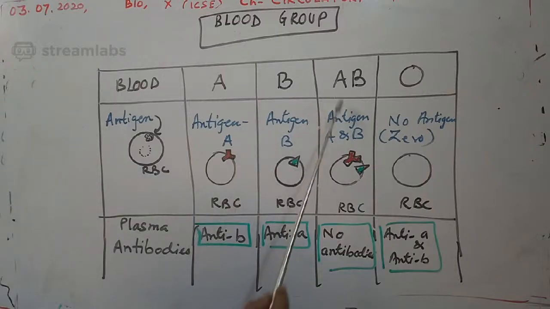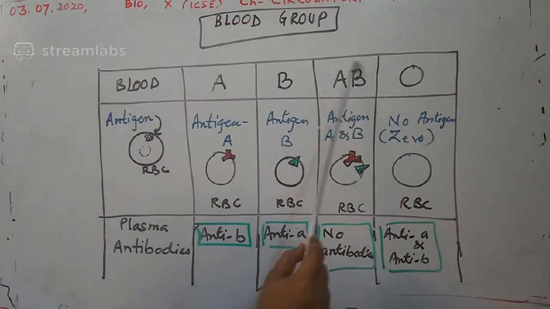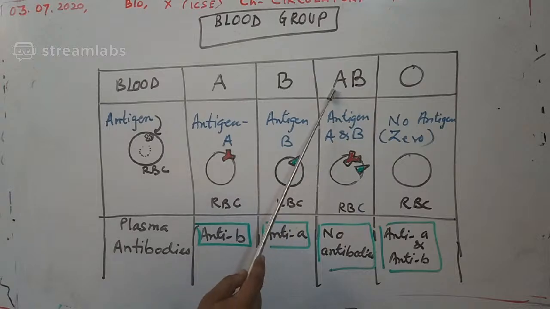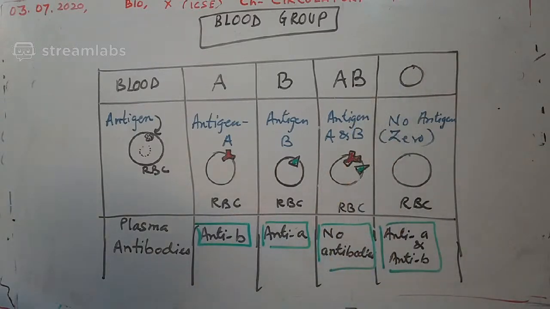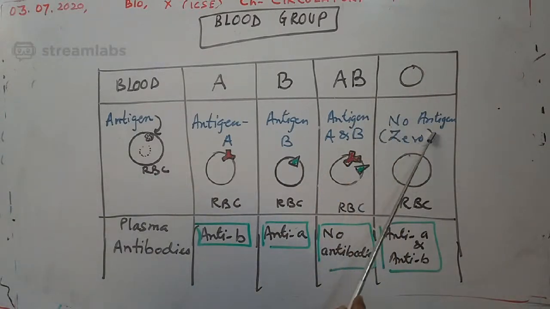If you talk about a person with blood group type AB, it means on their RBCs antigen A and B both are present, and to be noted, a person with blood group AB does not have any antibodies. But a person with blood type O has no antigen on their RBCs, but in the blood plasma, those persons have antibodies A and antibodies B.